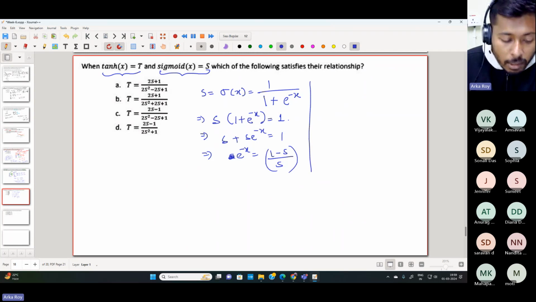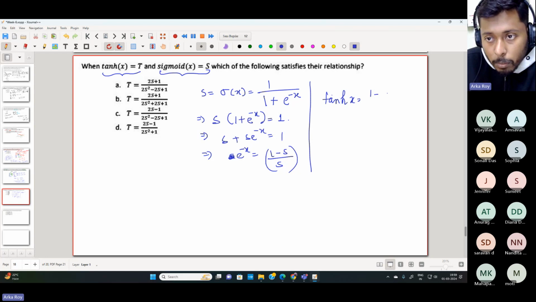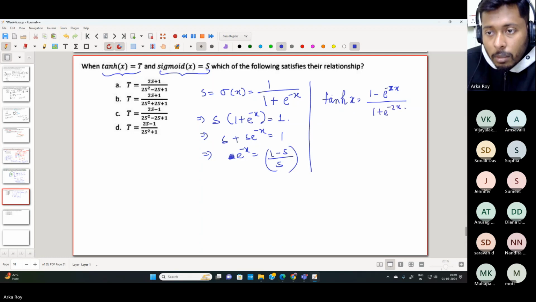Now, what is the formula for tanh? 1 minus e to the power minus 2x by 1 plus e to the power minus 2x.